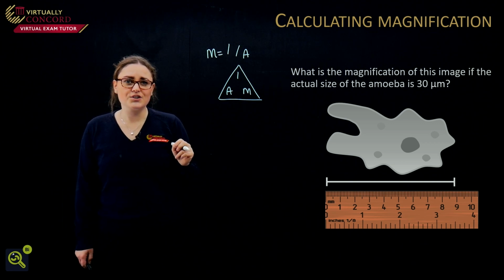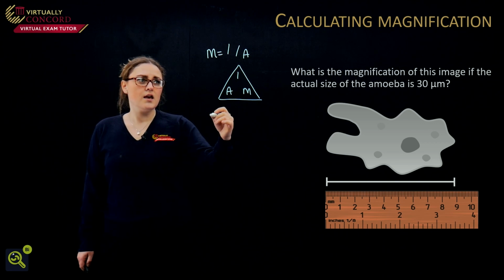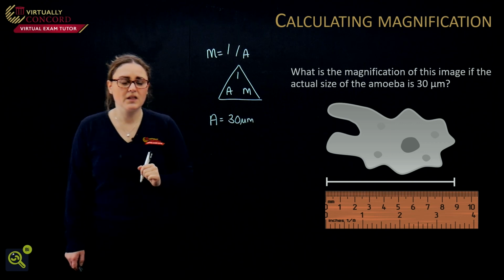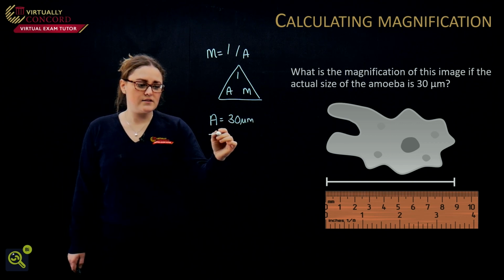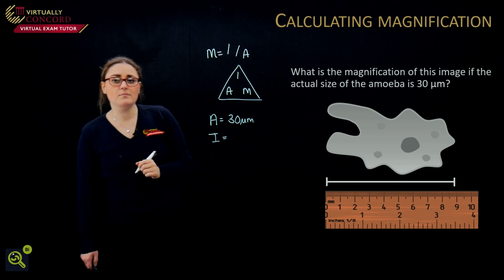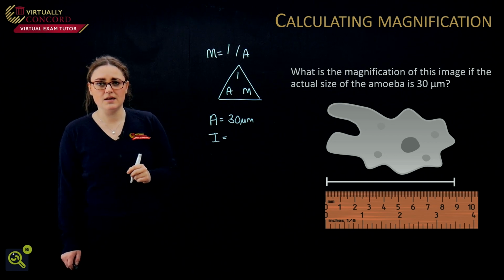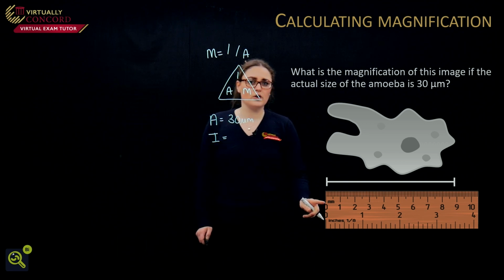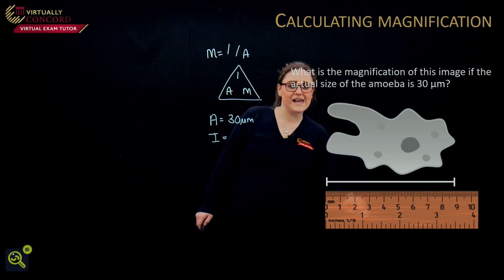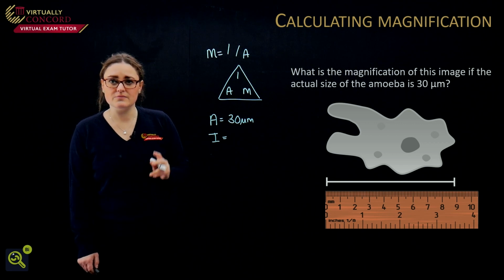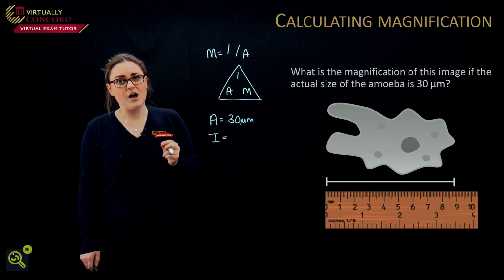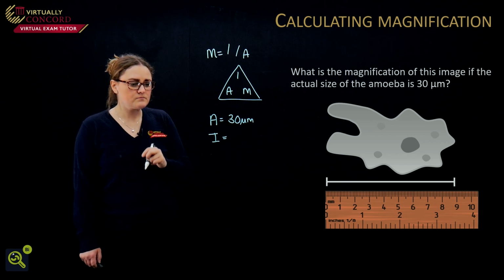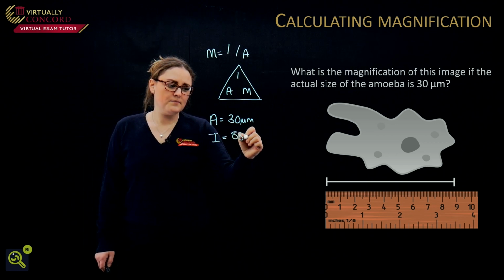We know the amoeba's actual size is 30 micrometers, so the A in the equation equals 30 micrometers. We now need the image size, and you get that from measuring the actual image in your exam paper. You need to put your ruler, in this case the scale bar is the easiest thing to measure, going from 0 to about 88. We always measure in millimeters because that conversion of by 1,000 is much more logical than if you add in centimeters, because that's a factor of 10. So we have 88 millimeters.